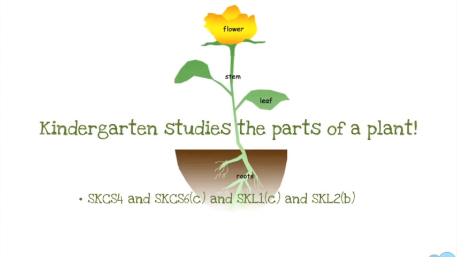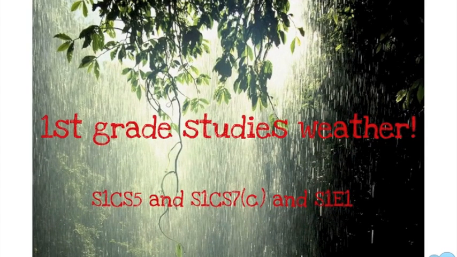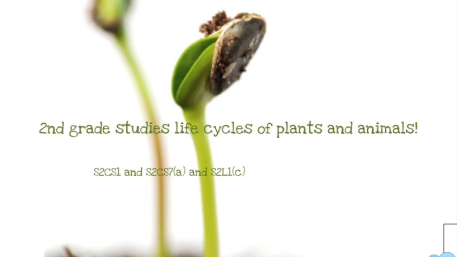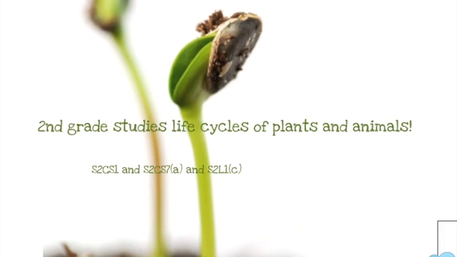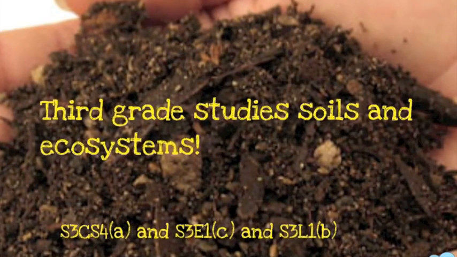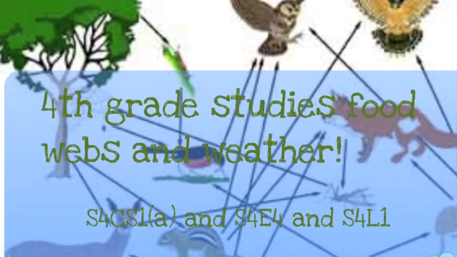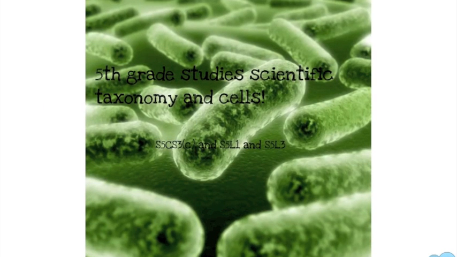So, for example, kindergarten studies the parts of a plant, and there are the standards for it. First grade studies weather, something very important to gardening. Second grade studies life cycles of plants and animals. Third grade studies soils and ecosystems. Fourth grade studies food webs and weather, again something you can do actively, hands-on in the garden. Fifth grade studies scientific taxonomy and cells, another great gardening topic.